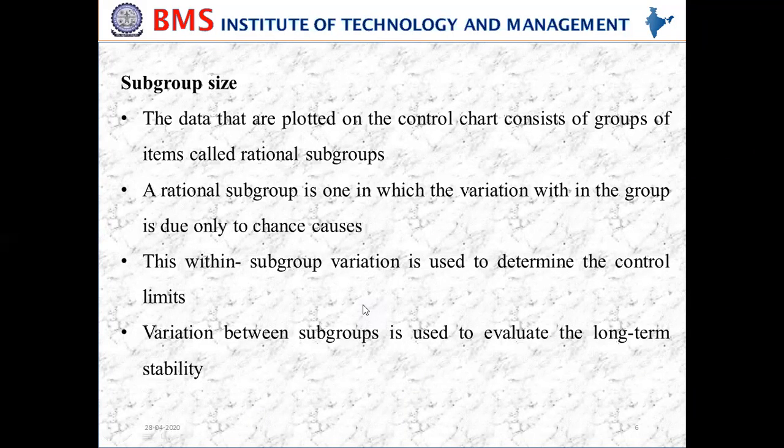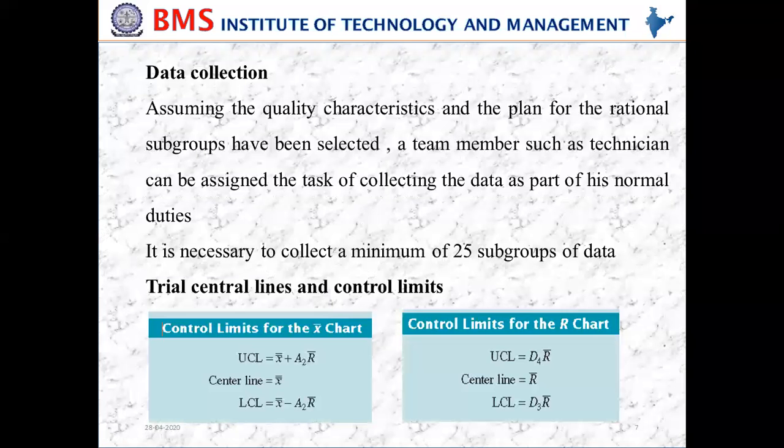Within-subgroup variation is going to be used to determine the control limits. This is about the subgroup size, and data collection: how we are going to collect the data. Assuming the quality characteristic, that is, which unit you are going to measure, the fundamental units you have taken, one of the quality characteristics which is very important has to be taken care of.